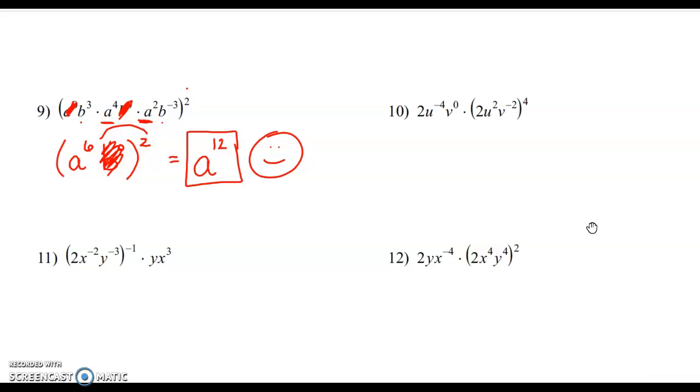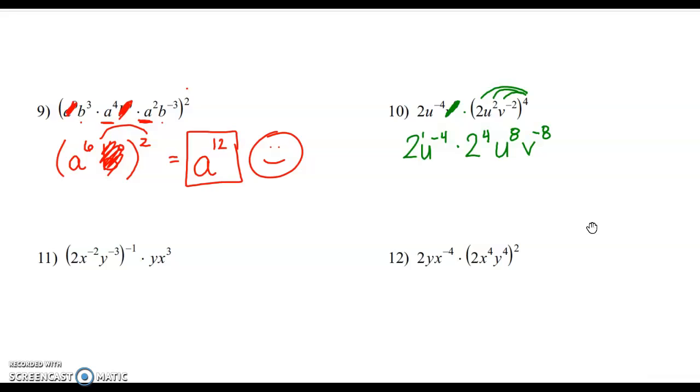Let's see, number 10, I've got a power of 0 I'm going to get rid of. I can't multiply these together right now because I have to take care of this exponent first, right? Please excuse my dear Aunt Sally, exponents before multiplication. So that's going to go everywhere. So I have the 2u to the negative 4 times 2 to the 4th. U to the 2 times 4 is 8. V to the negative 2 times 4 is negative 8.